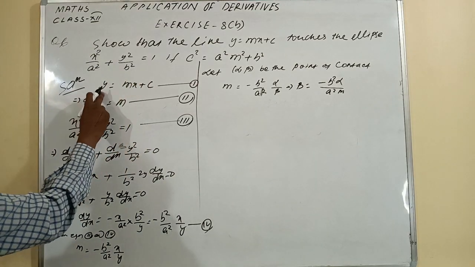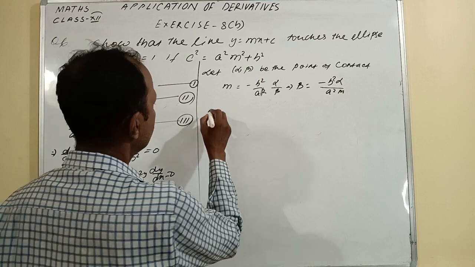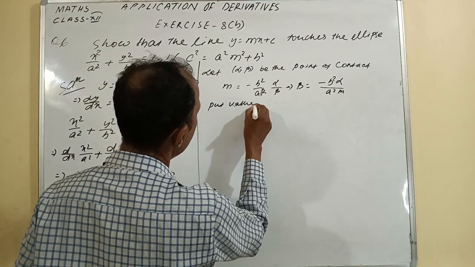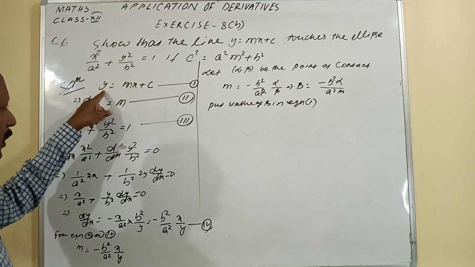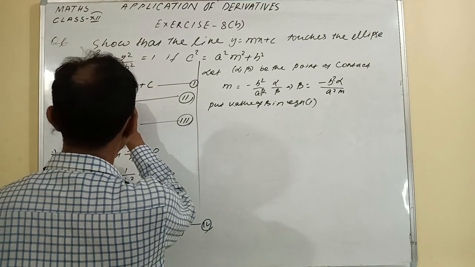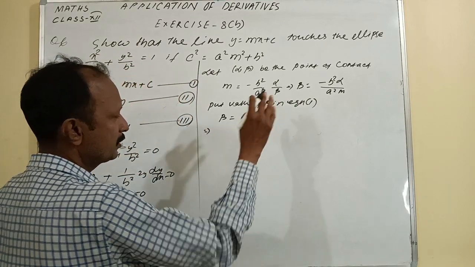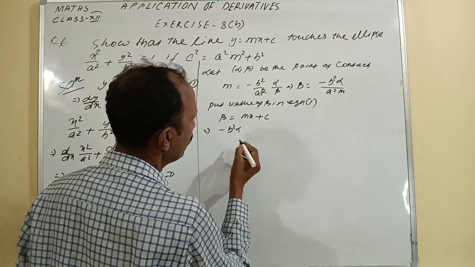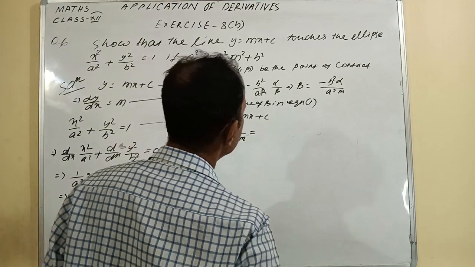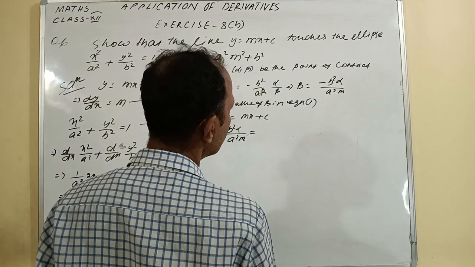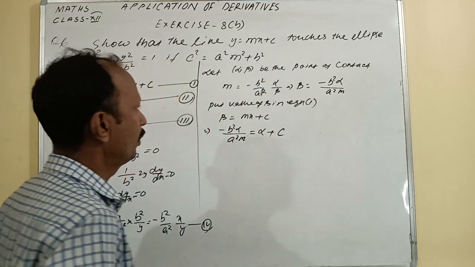Now you see that y = mx + c, this is the first equation. Put this value of beta in equation 1. Then in place of y, I shall take, here what is given? y = mx + c, that means beta is equal to mx + c. This implies that in place of beta, I am taking minus b² alpha divided by a² m is equal to m x, in place of x I am taking alpha, plus c. Once again, I shall check it.